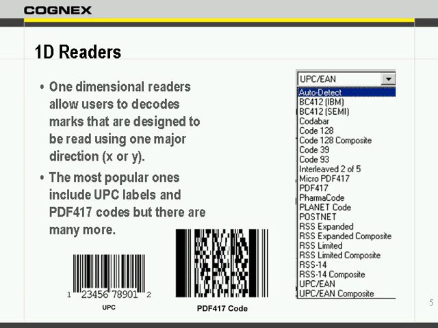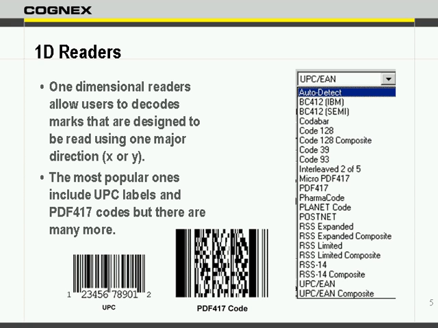So if you take a look at each one of these individually, we'll talk about 1D readers, and basically they're used to decode marks that are designed to be read using one major direction. So as you move in the X or the Y axis independently, you might find 1D or linear readers that have what appear to be 2 dimensions, but when the camera is actually trying to read them, it's actually moving only in one direction at a time. So that's why they're still considered 1D.